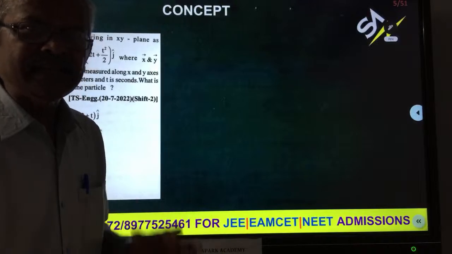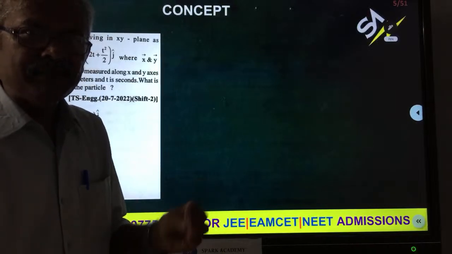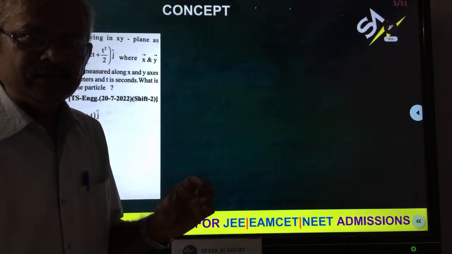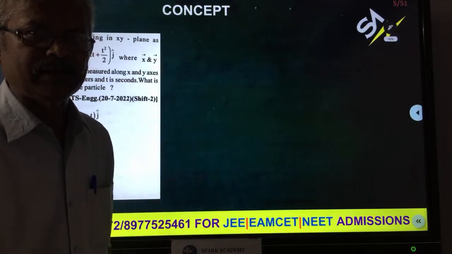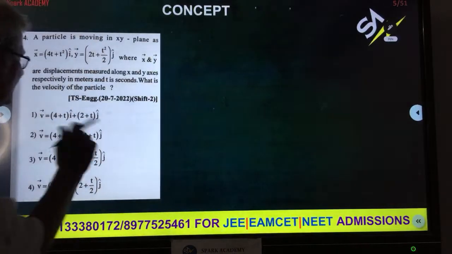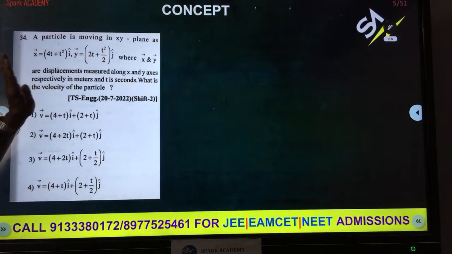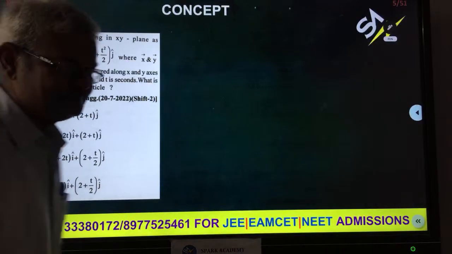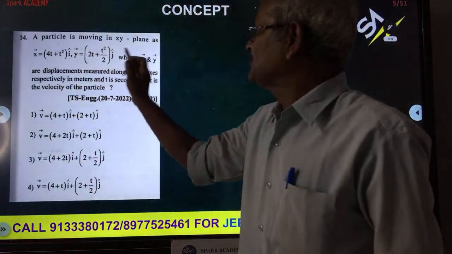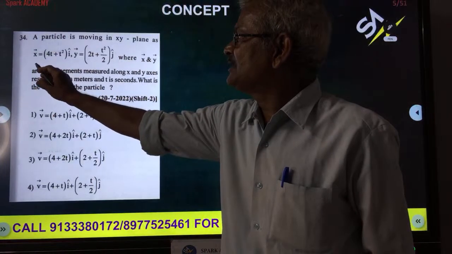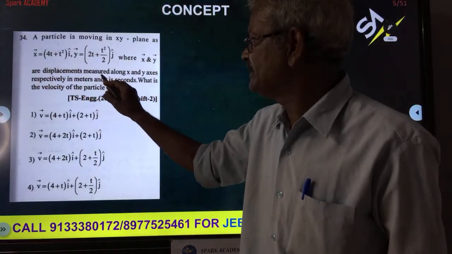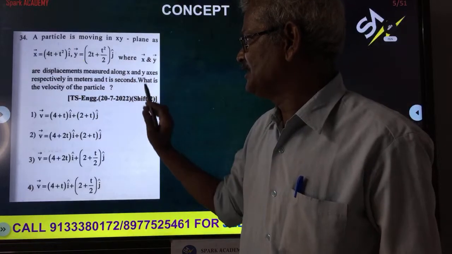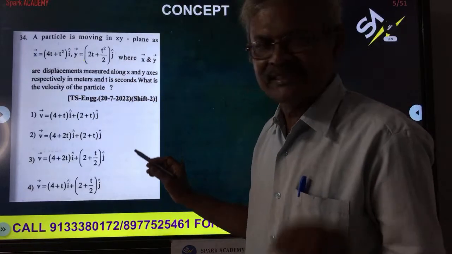Discuss certain questions which were selected by me, which require elaborate explanation, though the question is very small. Now, I have taken this question. A particle is moving in the xy plane. Its x coordinate and y coordinate are given, where x and y are the displacements measured along the x and y axis respectively, and t is in seconds. The question: what is the velocity?